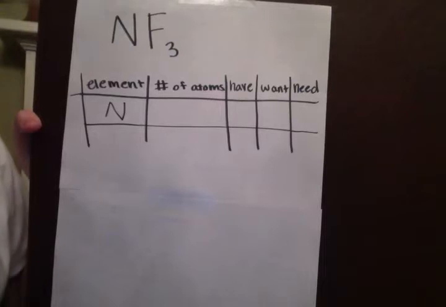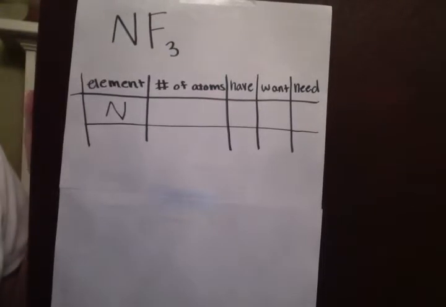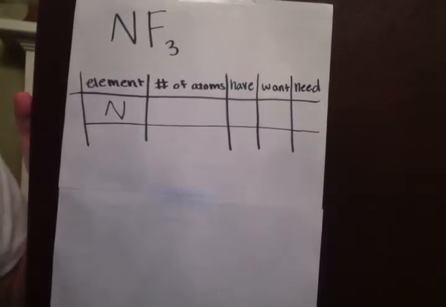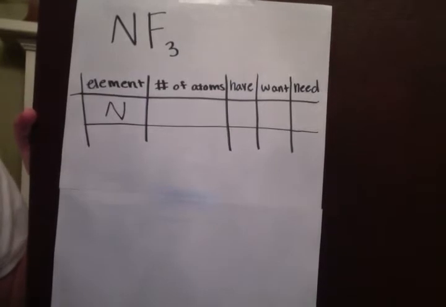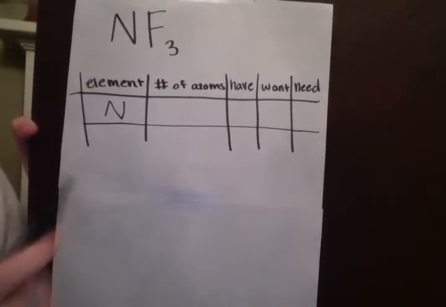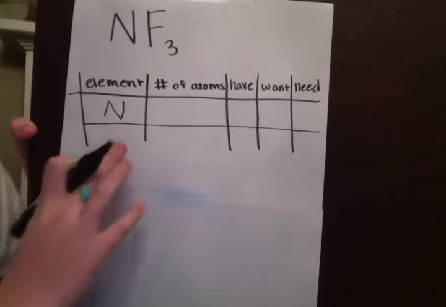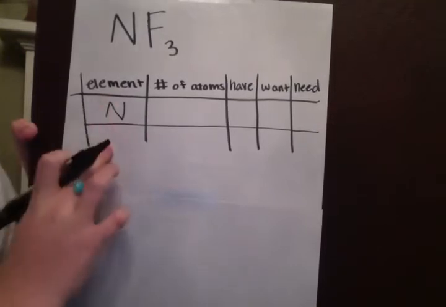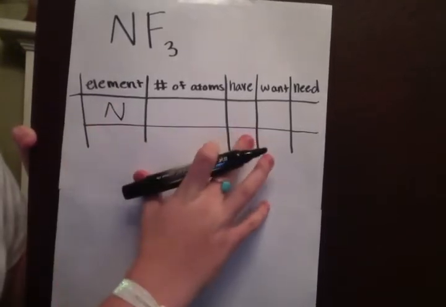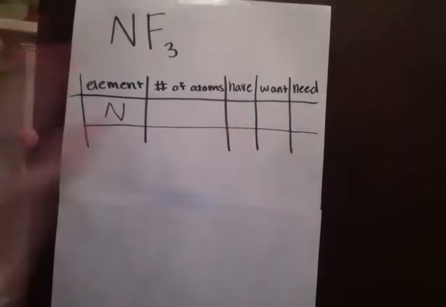Going to be learning about the Lewis dot structure for NF3, nitrogen fluorine 3. And first we're going to fill in this chart for the element name, the number of atoms, how many electrons they have, how many they want, and how many they need.